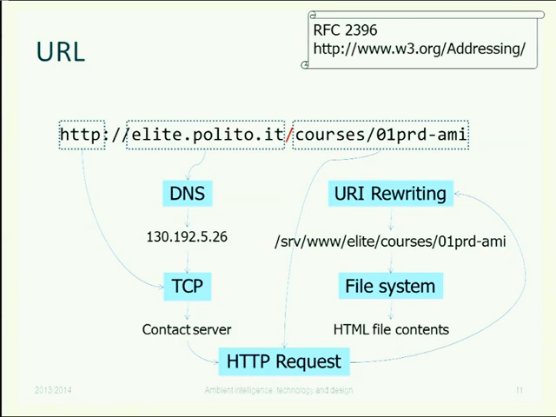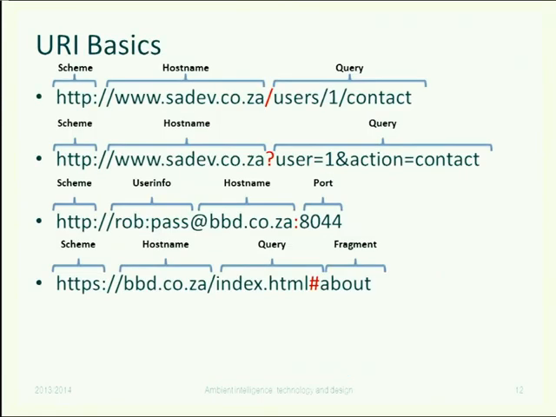So the different parts of the URLs are used in different steps of the web connections. Basically, the browser only cares with this part, and the server only cares with the right part, because it's already been contacted, so it knows who it is, the server.